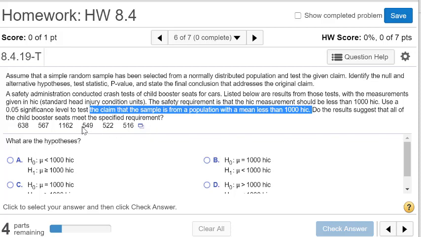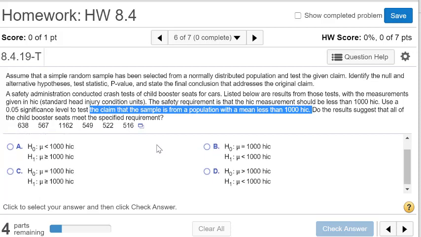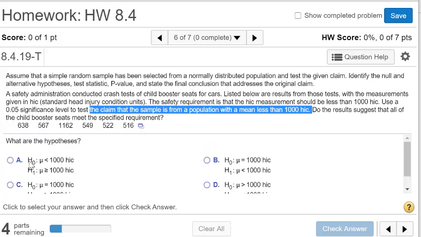Alright. So we want the head injuries to be less than 1000. We just take a quick glance here. Most of it's less than 1000 except for one in the middle here. Okay. Alright. Let's do the hypothesis.